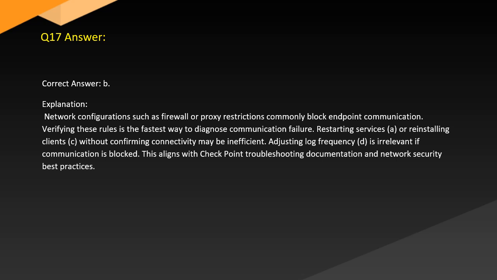Answer. Correct answer, B. Explanation. Network configurations such as firewall or proxy restrictions commonly block endpoint communication. Verifying these rules is the fastest way to diagnose communication failure. Restarting services, A, or reinstalling clients, C, without confirming connectivity may be inefficient. Adjusting log frequency, D, is irrelevant if communication is blocked. This aligns with Checkpoint troubleshooting documents and network security best practices.